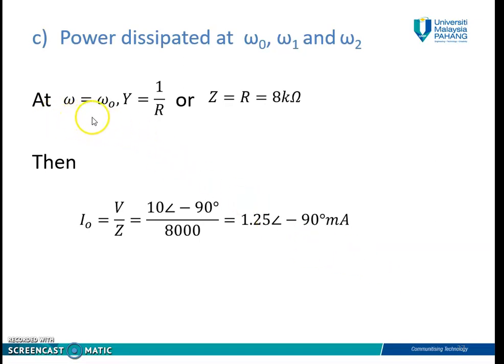Third, calculate the power dissipated at omega naught, omega 1, and omega 2. At omega naught, Z is equal to 8 kilo ohms, because at resonance the circuit is purely resistive. Then we calculate the value of I naught, which is V over Z. We have the value of V, and Z is 8 kilo ohms, so we get 1.25 angle negative 90 degrees milliampere.